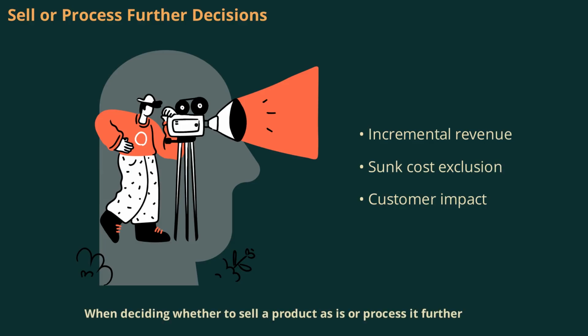In deciding whether to sell a product as is or process it further, only incremental costs and revenues after the split-off point are relevant. Joint costs incurred before separation are sunk and should not influence the decision. Managers should also consider qualitative factors like resource availability and customer preferences to ensure the best outcome.